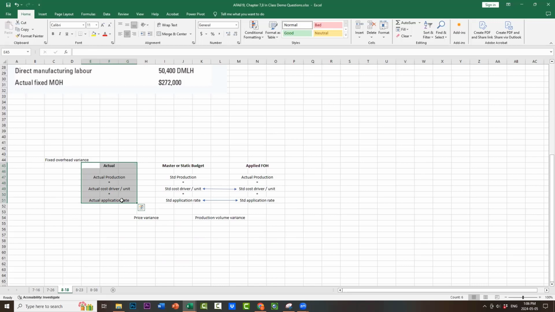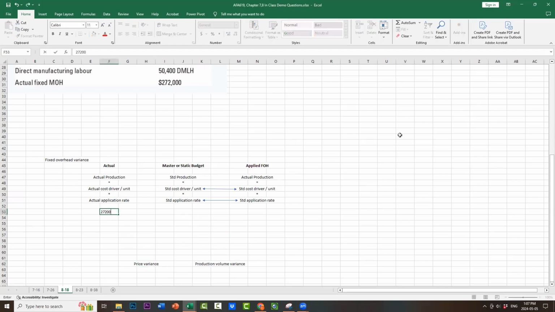Now, we don't have to calculate this in most questions because they usually give us the actual. So we have the actual right here that was totally spent. So I already know what this amount is. We already know that this amount is that 272,000. That's what the actual is. And don't forget, that is the actual production in batches multiplied by the actual cost driver multiplied by the actual application rate.